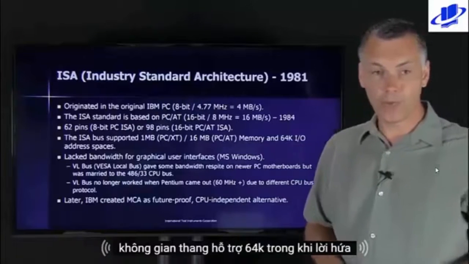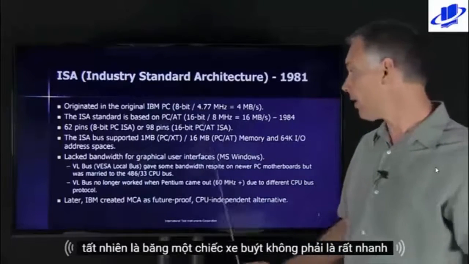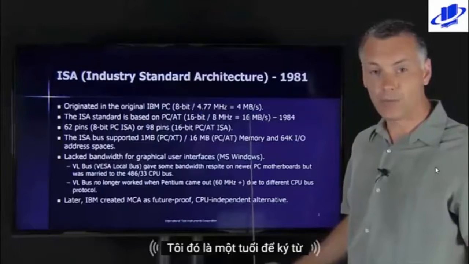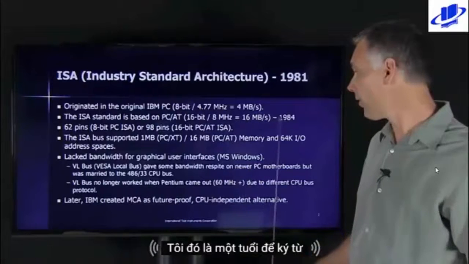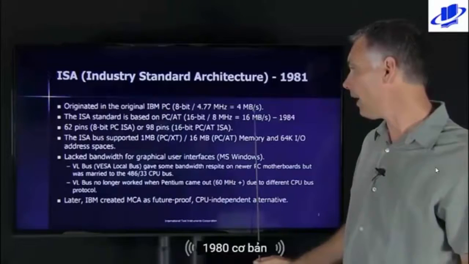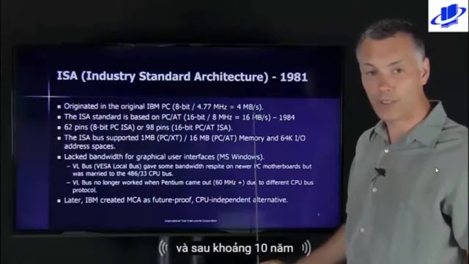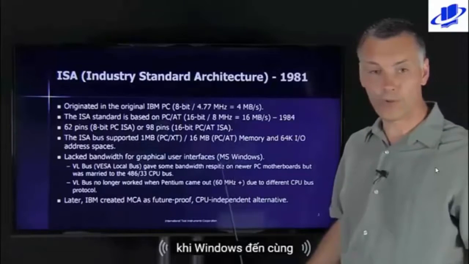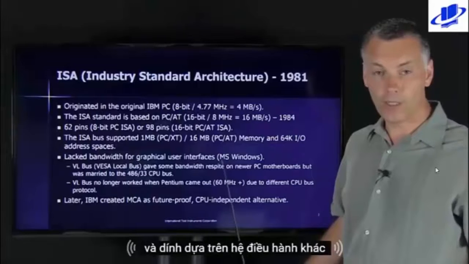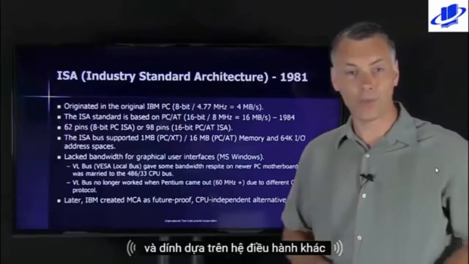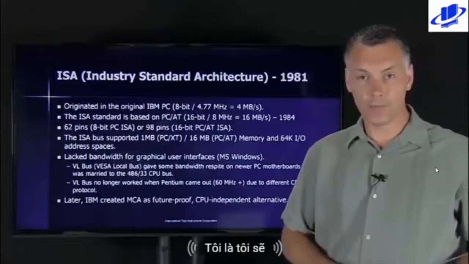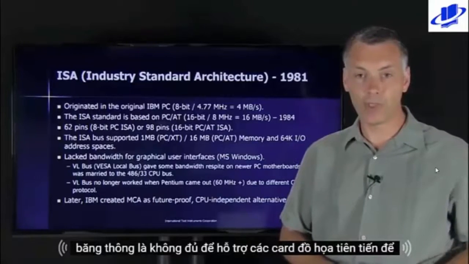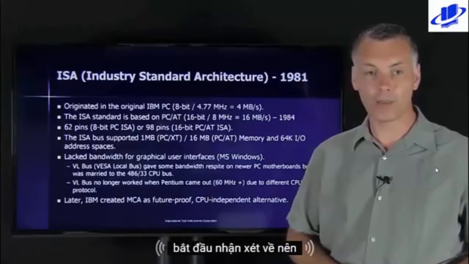One of the problems, of course, is that the ISA bus is not very fast. It was an old design from 1980, essentially, and after about 10 years, when Windows came along and other GUI-based operating systems, the I/O bandwidth was not enough to support the advanced graphics cards that started to come along.